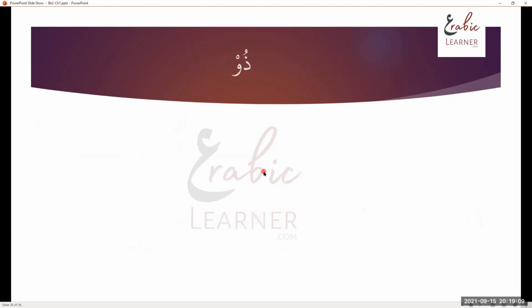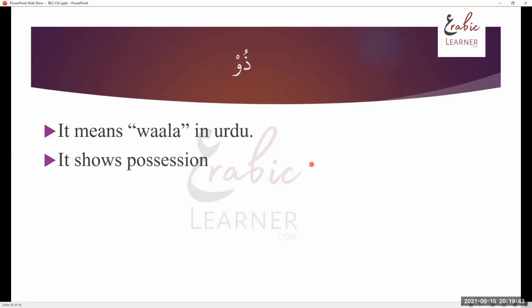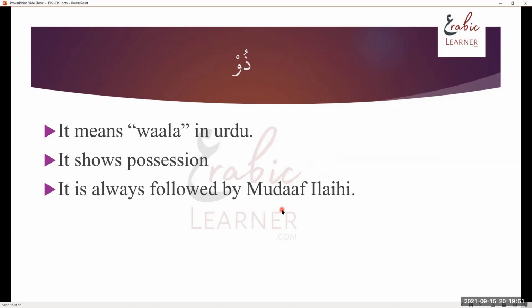Now there is one zu. I have introduced zu in a previous book also. Zu is one of the five, what do you call those? Asmaul Khamisa. In Urdu, for those who have Urdu as a mother tongue, this means wala. It shows some kind of position. Zu shows position, and it is always followed by mudaf ilayh. So zu acts as mudaf. It is always followed by mudaf ilayh. It is one of the asmaul khamisa.